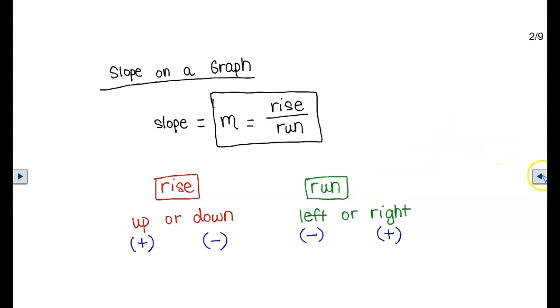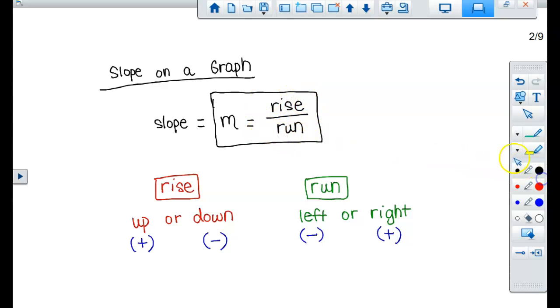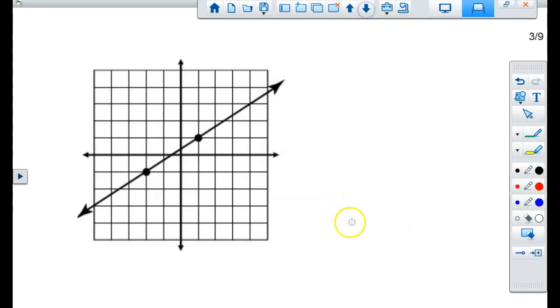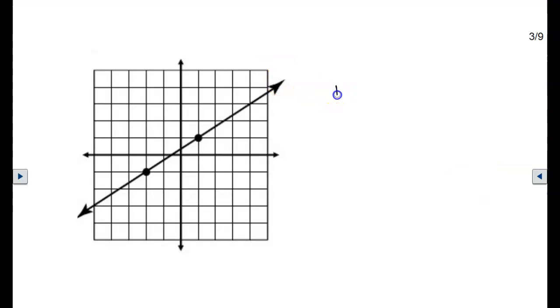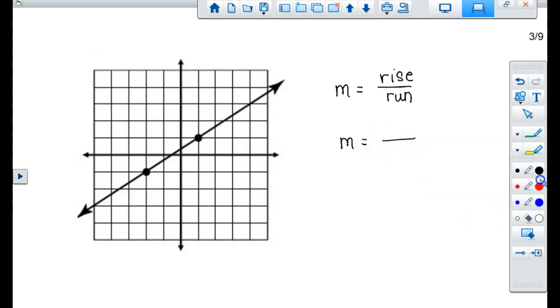All right, so now what I want to do is show you how to use rise over run to find the slope of some lines on a graph. All right, so here is my first line. I want to point out right off the bat that if you look at your line, you'll see that there are two dots on the line. You have to have two dots in order to find slope, always. So I'm going to come over here and I'm going to write m equals rise over run. That's my definition. And then I'm going to come down below this and put m equals and put a fraction bar and get myself ready.